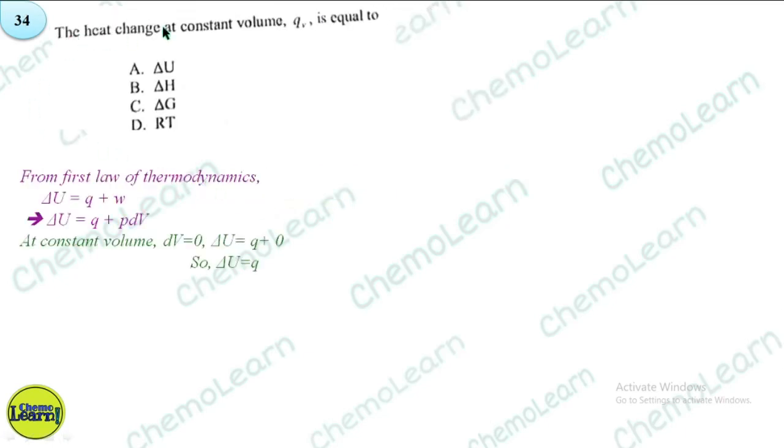Question 34. The heat change at constant volume Q_V is equal to what? From the first law of thermodynamics, delta U equals Q plus W. So, delta U equals Q plus P dV, you know that. So, when volume is constant, that means dV equals 0, delta U will be equal to Q, and it is the condition for an isochoric process. Okay, delta U equals Q. Option A is the right one.